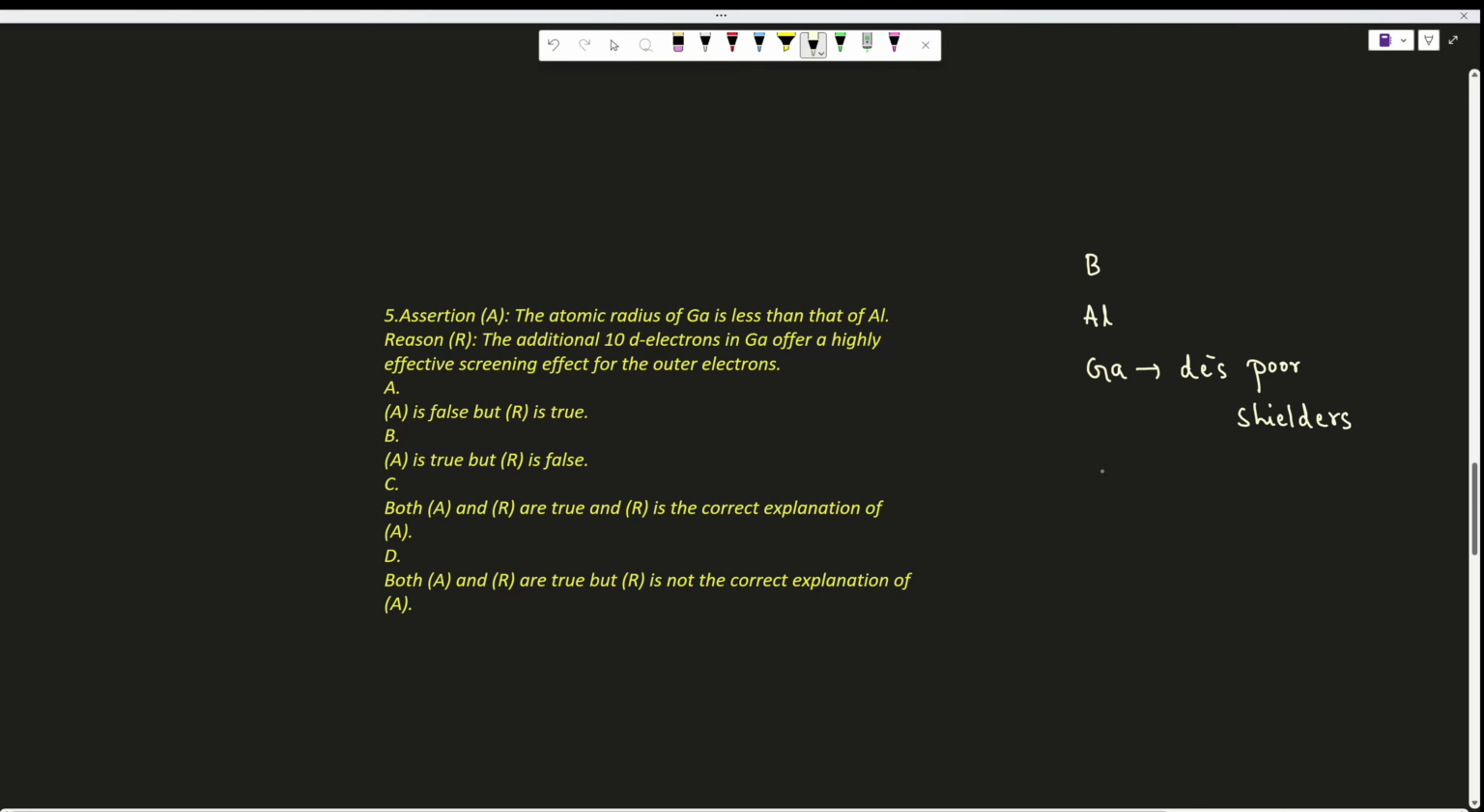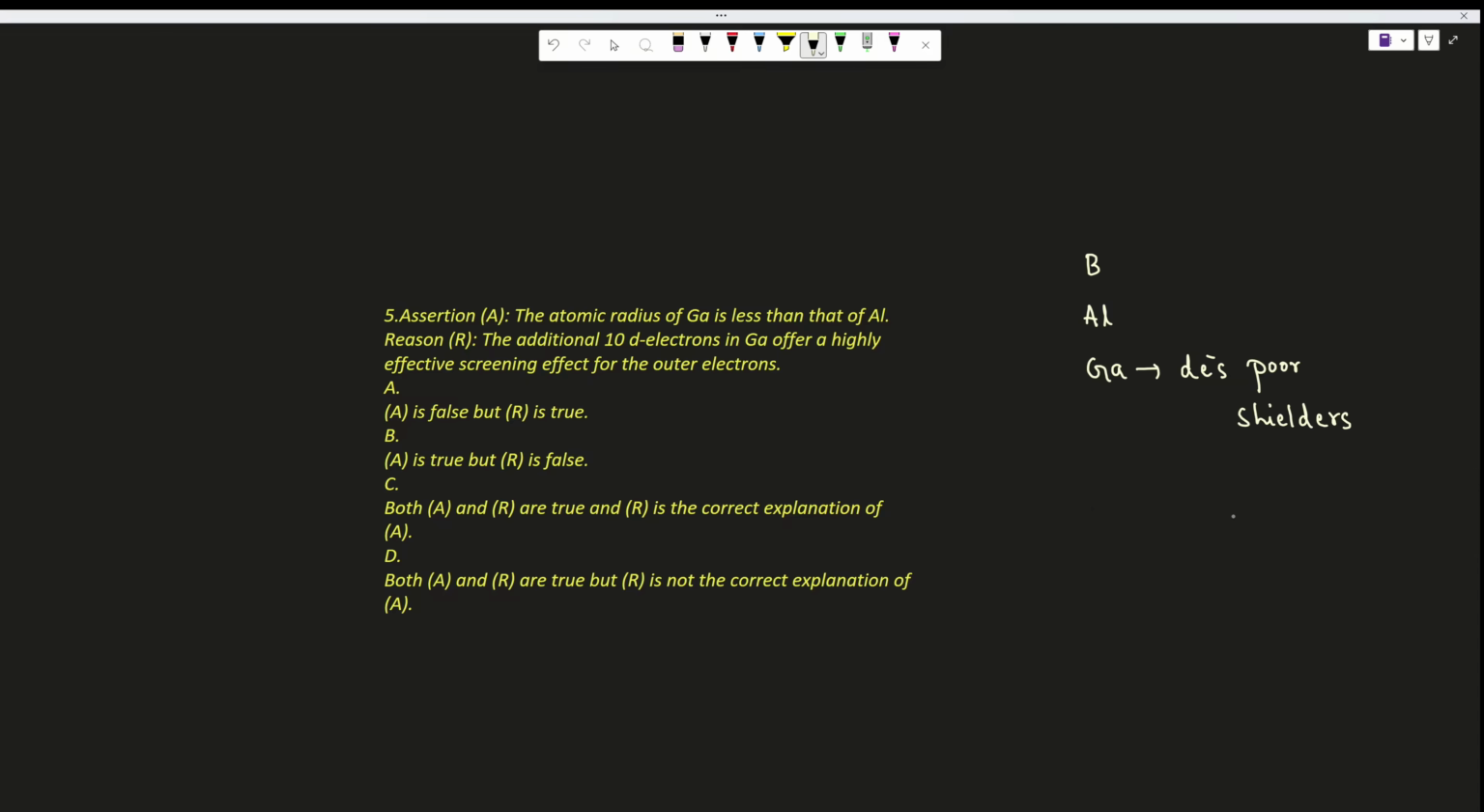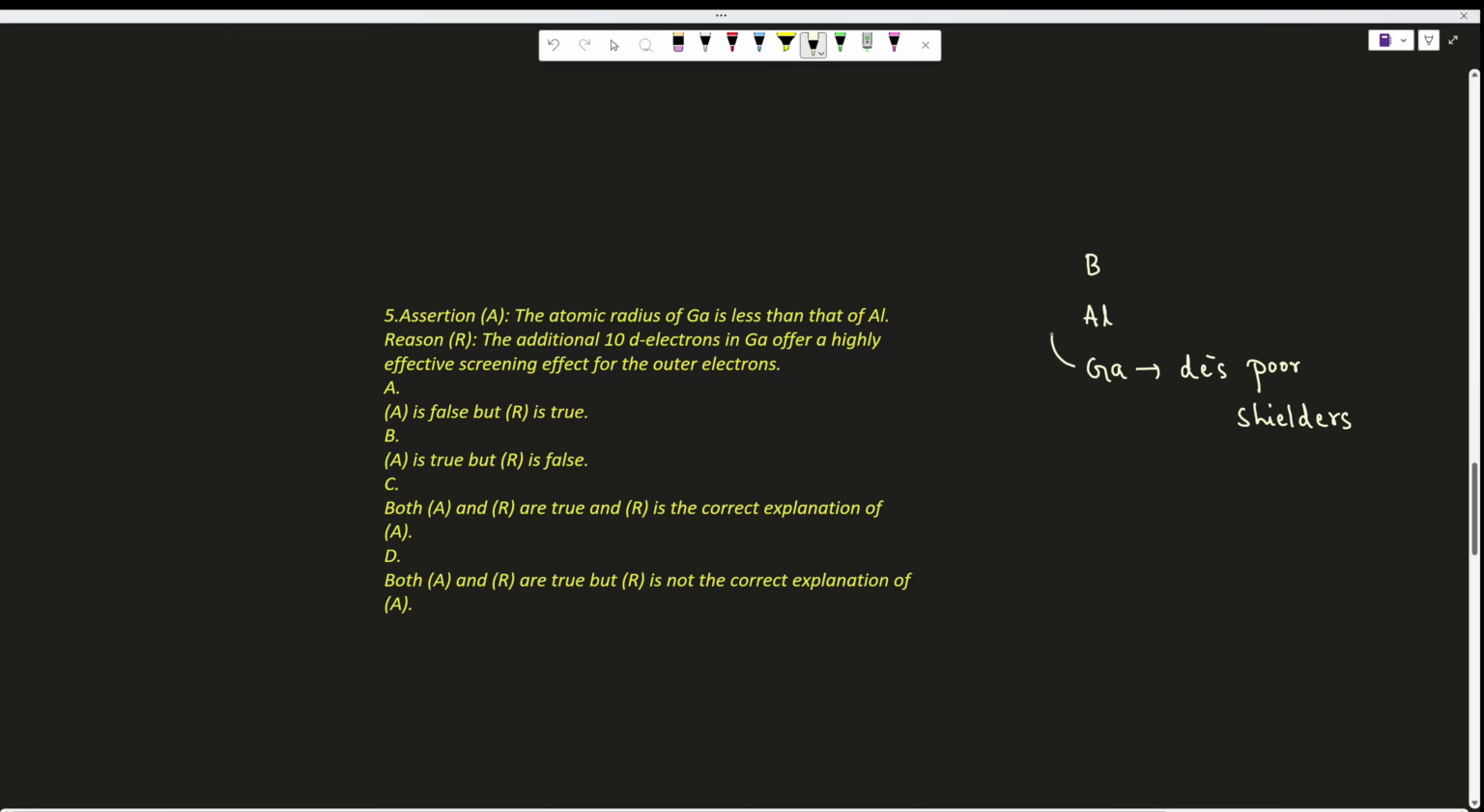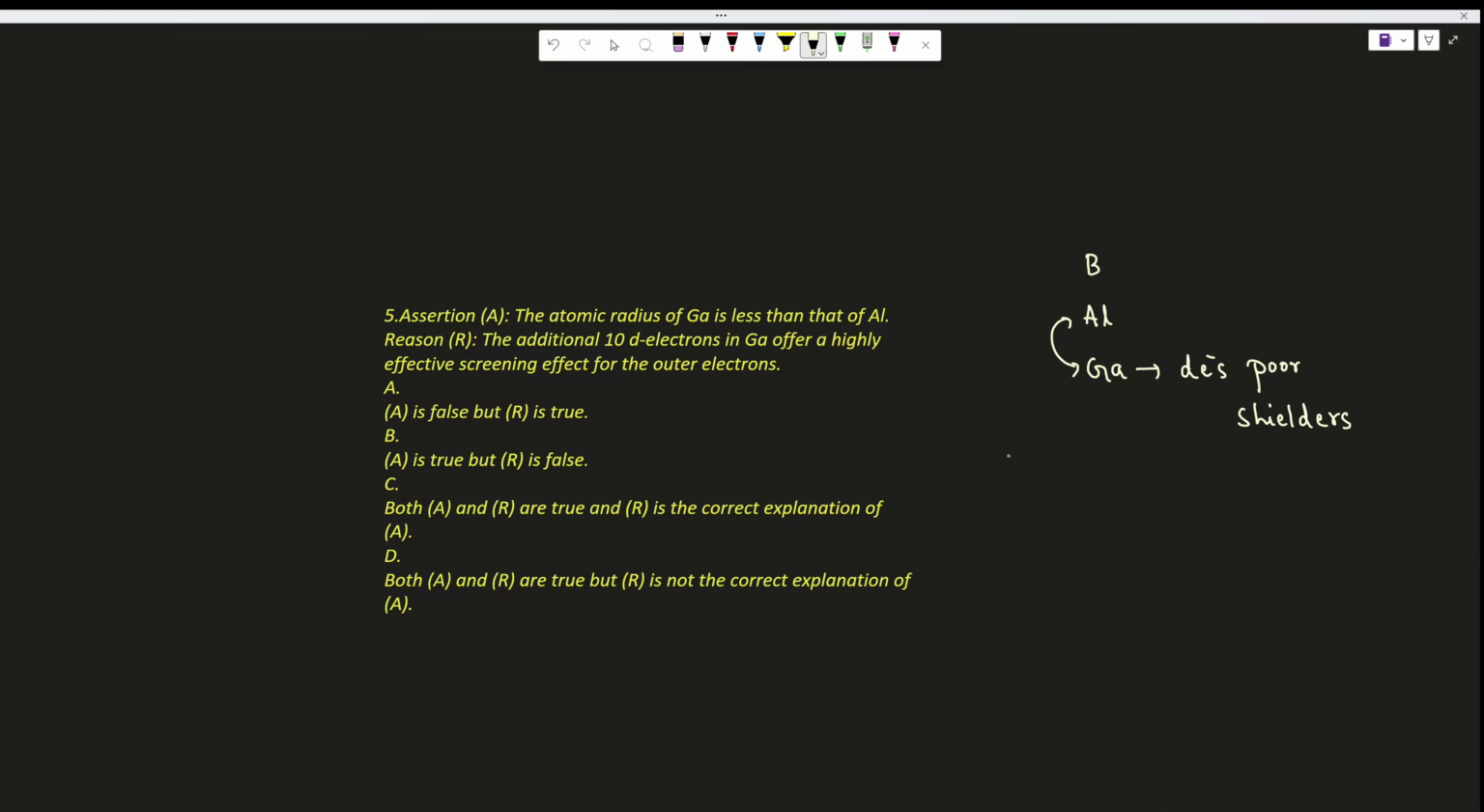When the shielding is poor, what happens? The effective nuclear charge will increase. That means the pull of the nucleus on the outermost electron is more, so the size will decrease. The size will be less than expected. So the atomic radius of gallium will become less than aluminium. So that statement, the assertion, is true here.